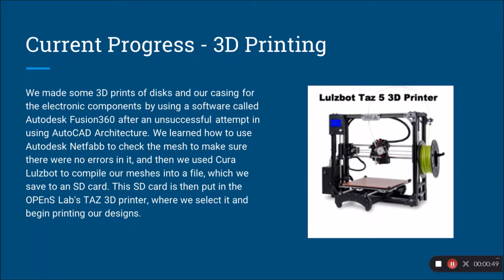So once we made those models in Fusion 360, which was much easier, we learned how to use Autodesk Netfabb, which is a website you can upload your Fusion 360 meshes to, and it will check to make sure that there are no errors in it. We got our fixed file from the website, and then we used the program Kiri:Moto to compile our meshes into a file that would be recognizable by the 3D printer.